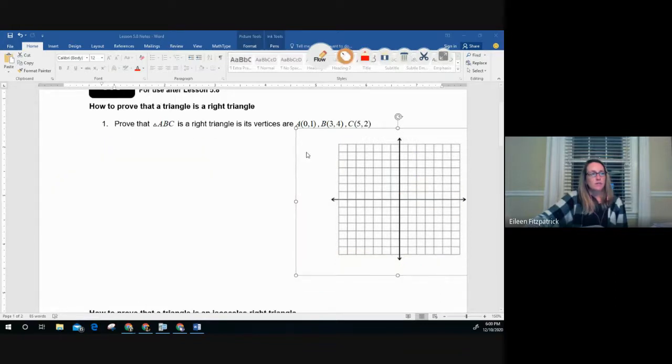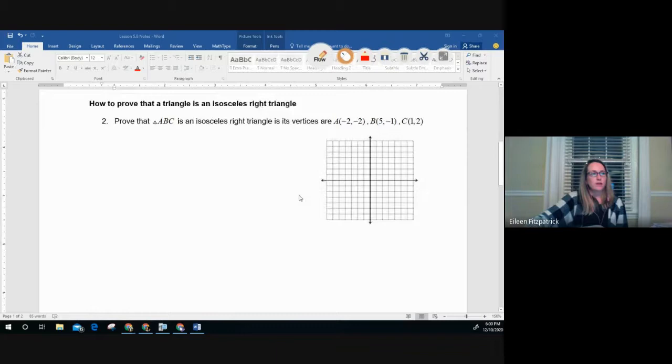So the next one says we want to prove that triangle ABC is an isosceles right triangle. So this one's going to be a little bit more work, but not too much. Let's first plot the points. Oops, I forgot. Let me make my coordinate grid bigger.